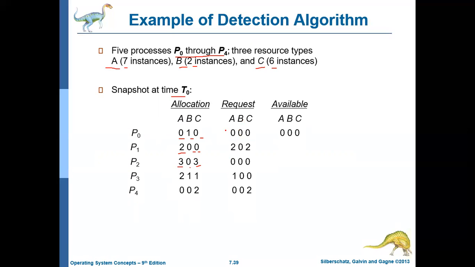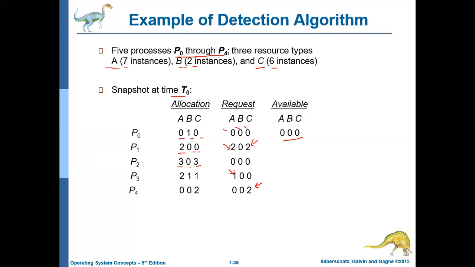P0 is requesting 0 instances of resource A, 0 instances of resource B, and 0 instances of resource C. That is, it is not requesting anything. P1 is requesting two instances of resource A and two instances of resource C. P2 is not requesting anything. P3 is just requesting one instance of resource A, and P4 is just requesting two instances of resource C. And this is the available state.